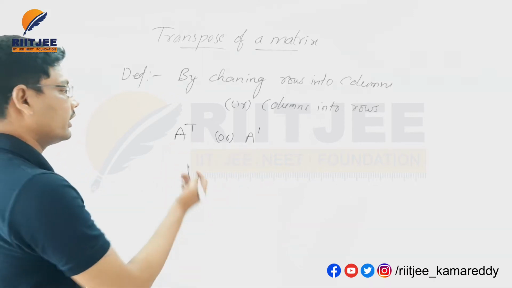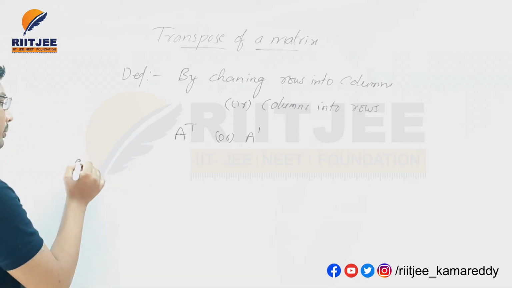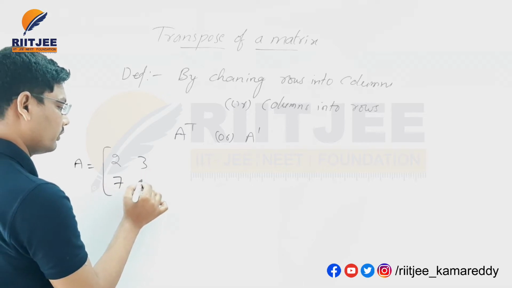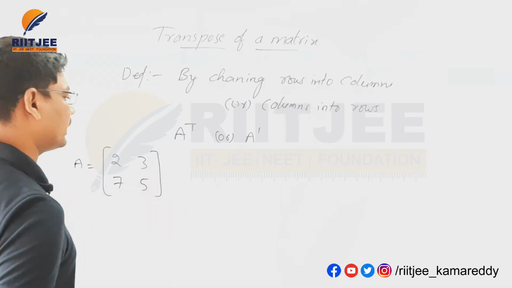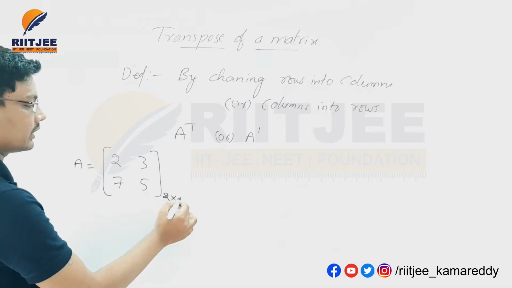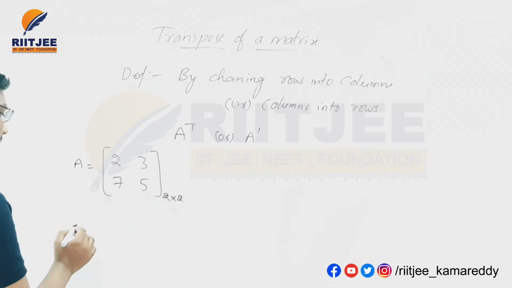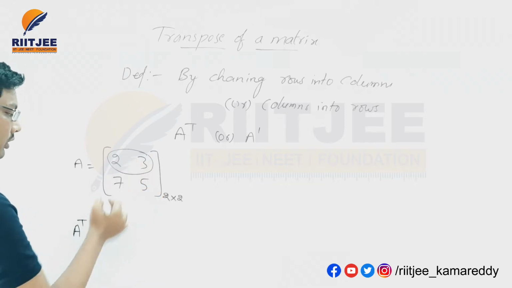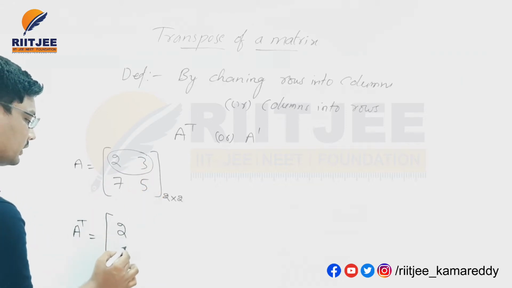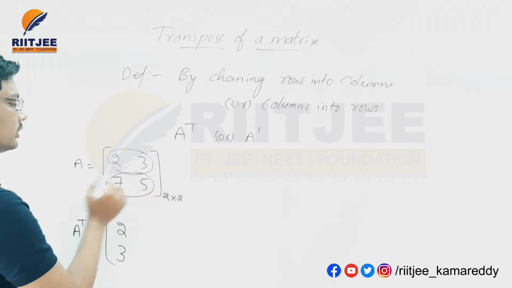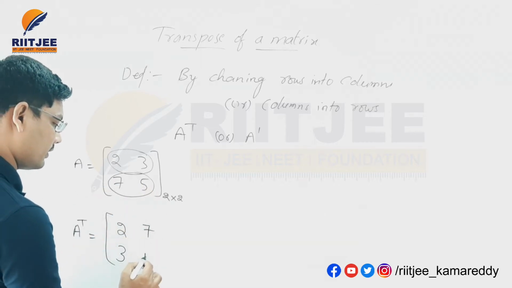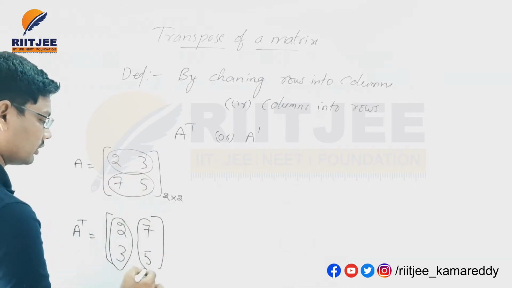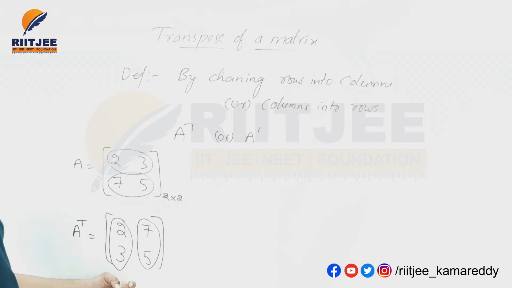Let us take for example a 2 by 2 matrix. A is equal to 2, 3, 7, 5. This is a 2 by 2 matrix. Here if we take A transpose, this row is changed to column, so the output is 2, 3, and this row is changed to column 7, 5. So this row is converted to column and this row is converted to column. So this is the transpose of a matrix.